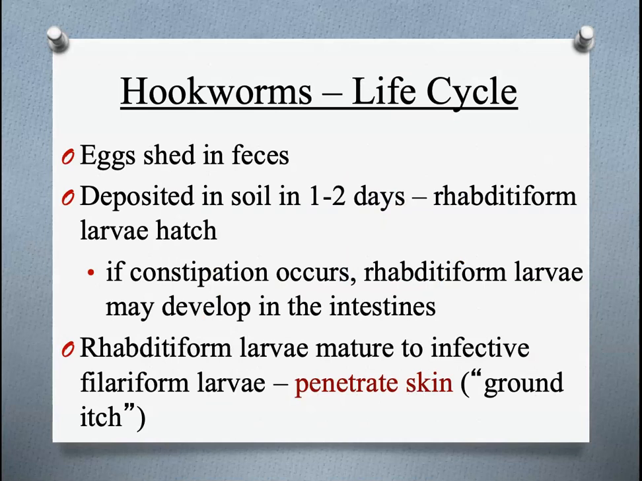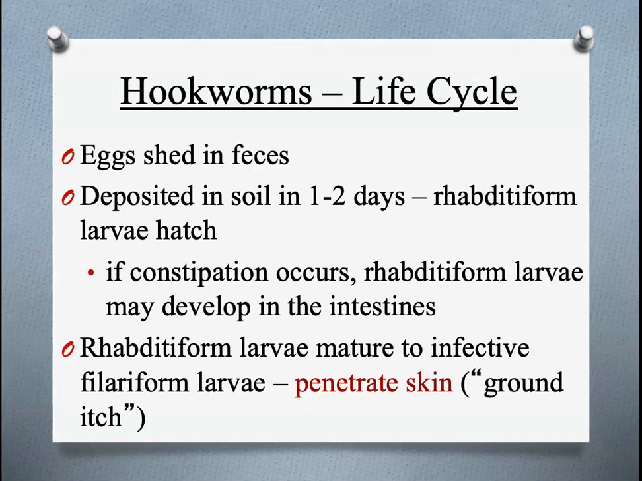Okay, starting off with their life cycles. Both of the hookworms have the same life cycle. So let's imagine eggs are being shed in feces. Eggs need to reach the soil to have further development. So they're deposited in the soil, and in about 1 to 2 days, a larva hatches from the eggs. Now we have two new definition terms here: there's a rhabditiform larva and a filariform larva. The first stage to come out of the egg is the rhabditiform larva.